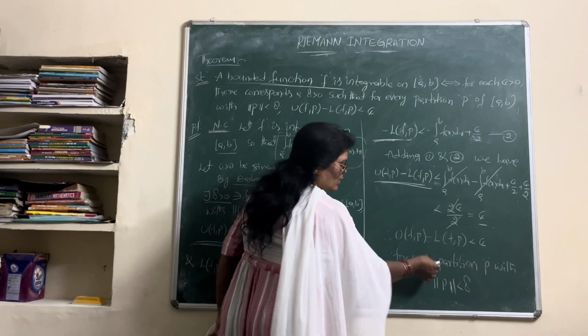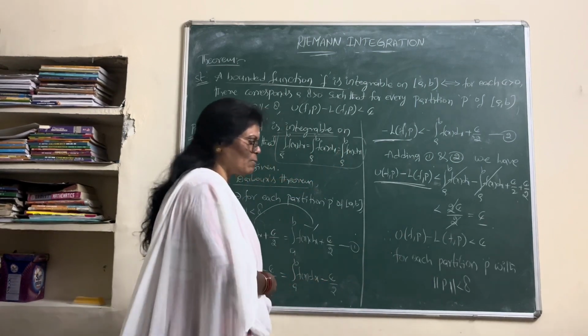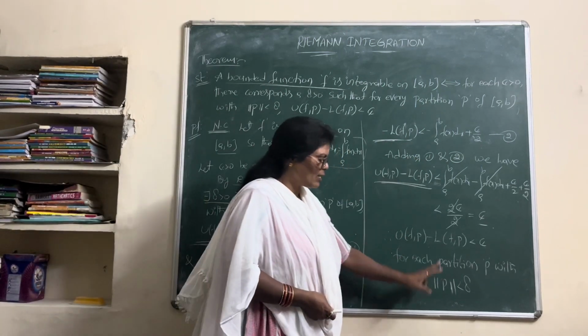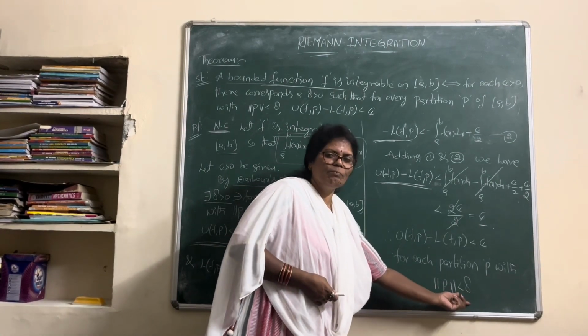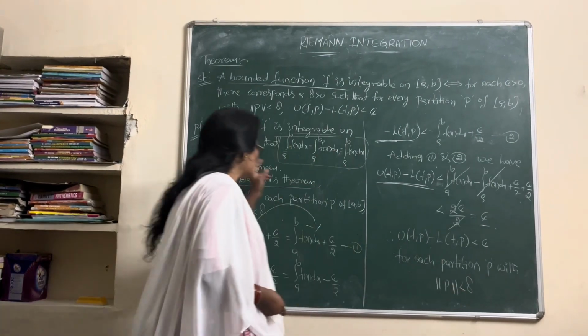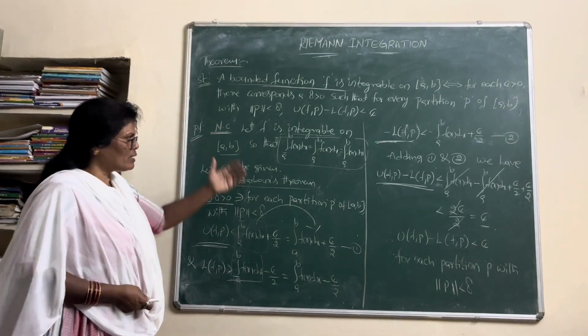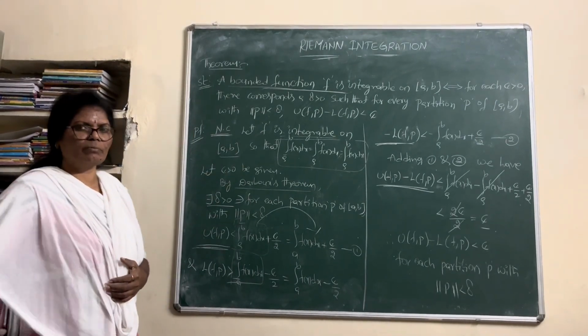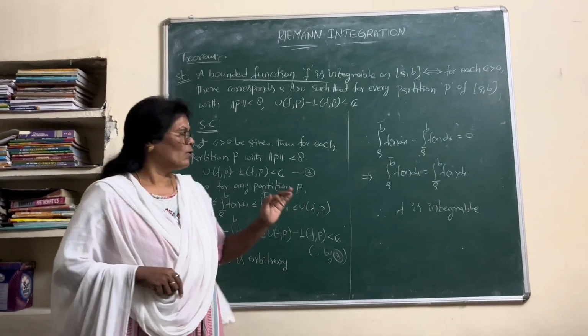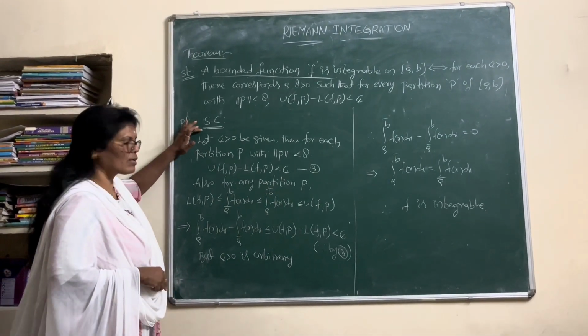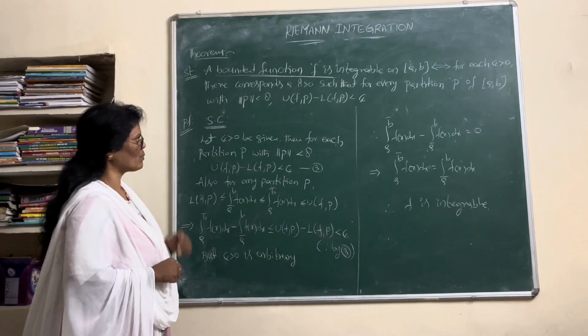This holds for each partition P on the closed interval a comma b, with the length of the partition P less than delta. This is the necessary condition. Now the necessary condition is completed, and we will discuss the sufficient condition.